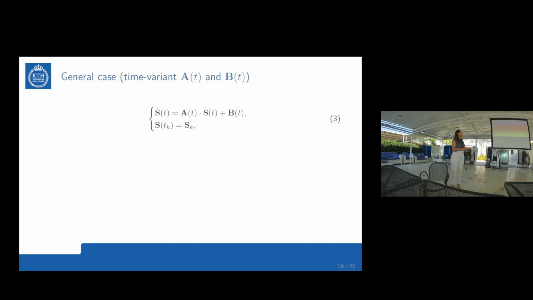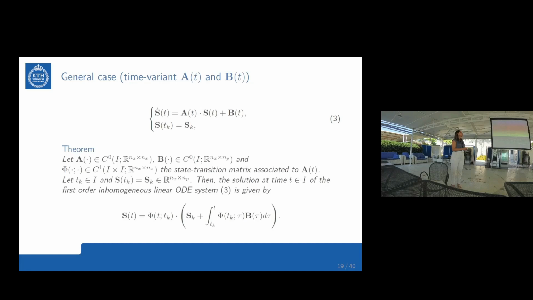So I introduced this state transition matrix because we will use it to deal with the general case when we have time variant matrices A and B. Here we use a bit more complicated theorem that, again, under some assumptions of continuity of the objects involved, we get another expression of the sensitivity matrix of the solution of this ODE system. And here you see that the state transition matrix appears.